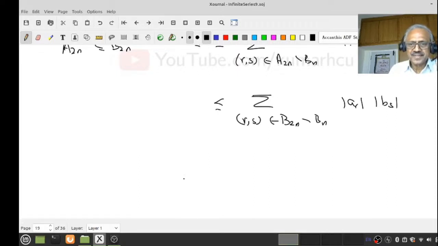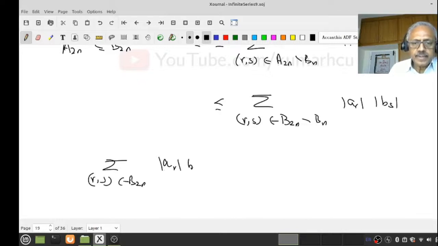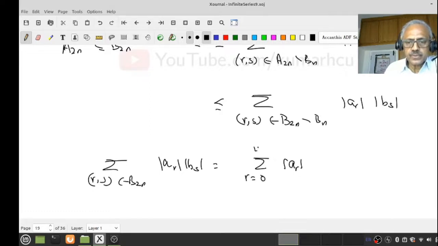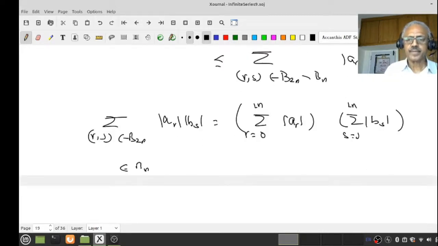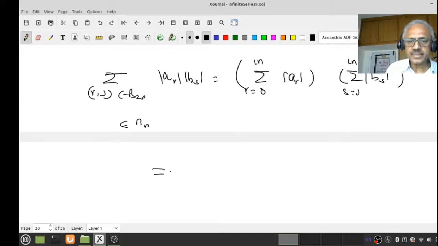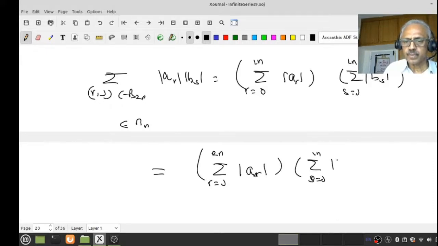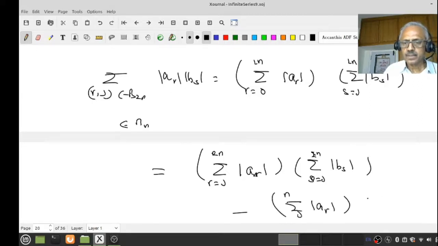Now comes the very interesting thing. What is the sum over r and s in B_2n of |a_r| |b_s|? This is nothing other than the summation of |a_r|, r from 0 to 2n, times the summation of |b_s|, s from 0 to 2n. This is pure algebra, please bear with me, it's all easy. And similarly for B_n. Therefore, what do you find? You find this is nothing other than the summation of |a_r|, r less than or equal to 2n, times the summation of |b_s|, s from 0 to 2n, minus the summation of |a_r| times the summation of |b_s|, s from 0 to n. Just to make sure you follow all these things.